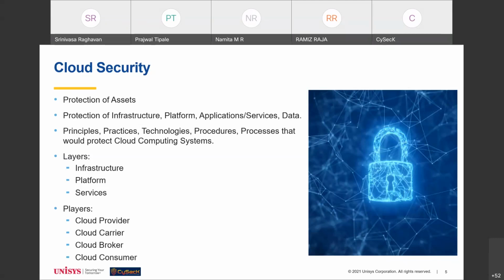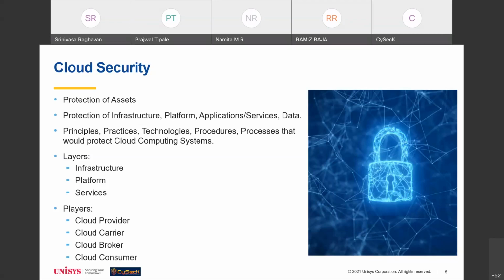Now, with all this, cloud security brings in all these principles. What are the best practices that you need to adopt, and what are the technologies and processes that would protect the whole cloud computing system? And then, from a layers perspective, I think most of you would be aware that you have three basic layers: your infrastructure layer, and your platform and services layer. Predominantly, cloud security will focus on all these things, but with different perspectives.